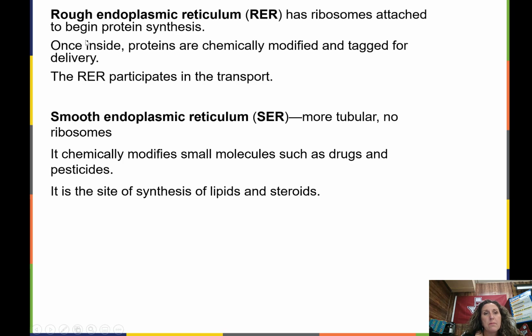Once the proteins make it inside the endoplasmic reticulum, they're going to be modified and tagged, and this makes so much more sense when we get to transcription and translation of DNA. But basically we're going to add a cap and some stuff to protect it, and then it's going to move to the Golgi apparatus. The smooth endoplasmic reticulum actually doesn't have anything to do with proteins because it doesn't have ribosomes on it. Okay, this is going to chemically modify small molecules, usually lipids, such as drugs and pesticides that come into your cells. This is the site of lipids and steroids.